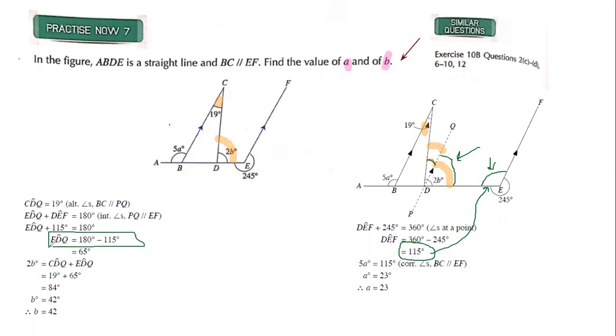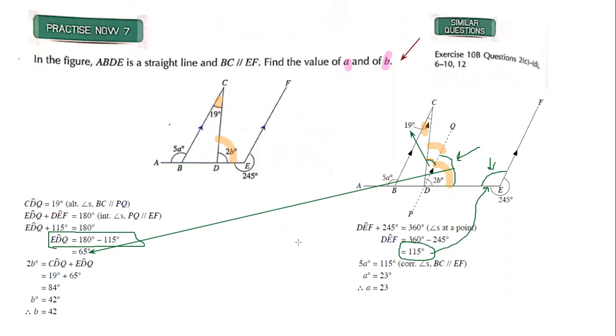We have solved it here. So 180 minus 115 gives you 65 degrees. So now we can say that here it is 65 degrees, and the angle here is 19 degrees.